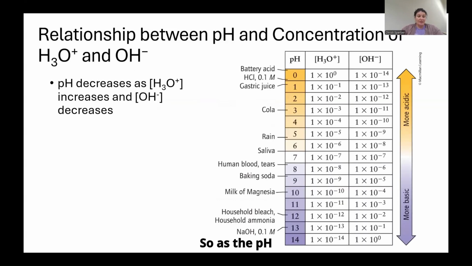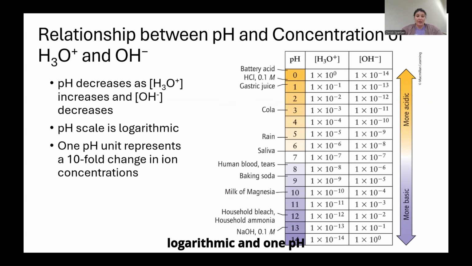So the pH decreases as the hydronium ions increase and the hydroxide ions decrease. The pH scale is logarithmic, and 1 pH unit represents a 10-fold change in ion concentrations. So a solution with pH of 2 is 10 times more acidic than a solution with a pH of 3, and 100 times more acidic than a solution of pH equals 4.